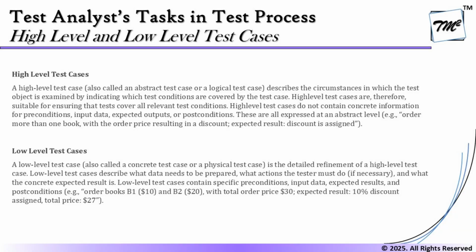On the other hand, low-level test cases are concrete, also called physical test cases, and are the detailed refinement of the high-level test case, where low-level test cases describe what data needs to be prepared, what action the tester must do, and what the concrete expected result is. Also, low-level test cases contain specific precondition, input data, expected result, and post conditions, for example in the same line: order books B1, which is $10, B2, $20, and total order price should be $30. Expected result is 10% discount assigned, and total price should be $27.